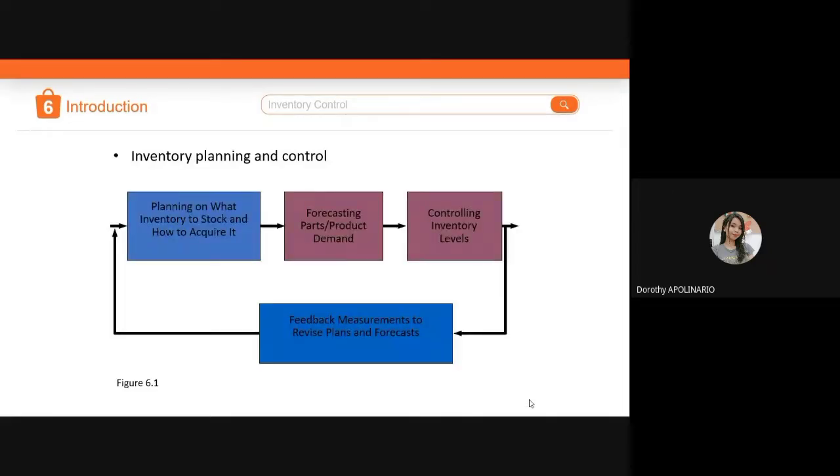In this figure, it illustrates the basic components of an inventory planning and control system. The first one is planning on what inventory to stock and how to acquire it. The information is then used in forecasting parts or product demand and controlling inventory levels. And lastly, the feedback provides a way of revising the plan and forecast based on experiences and observations.